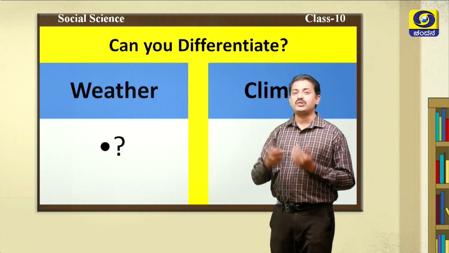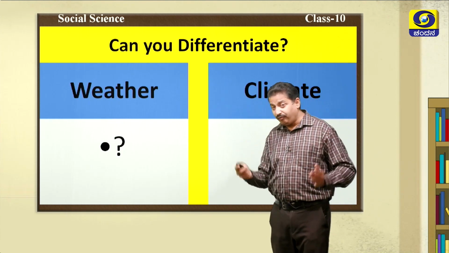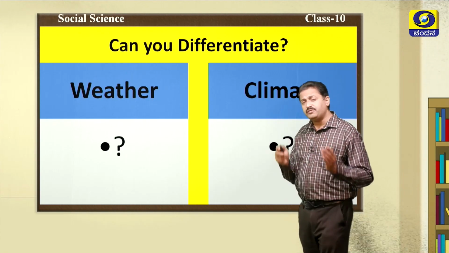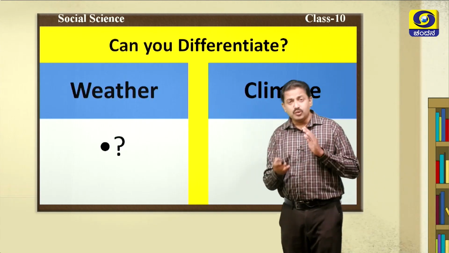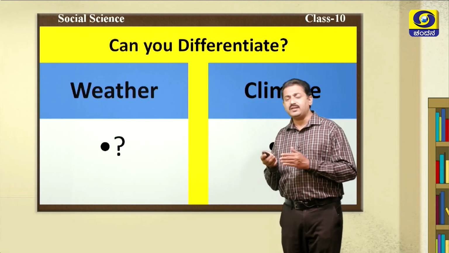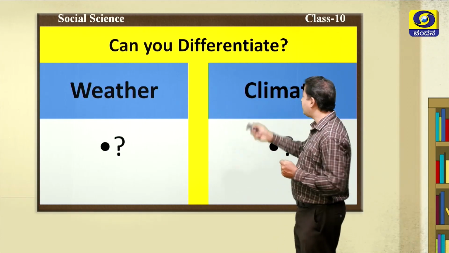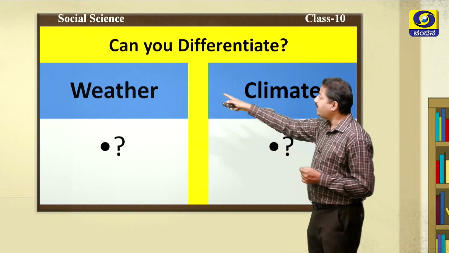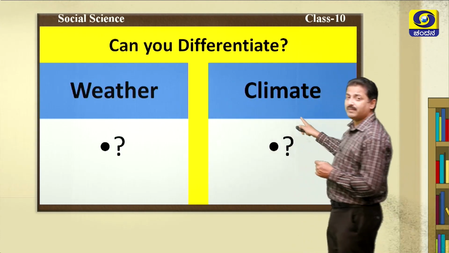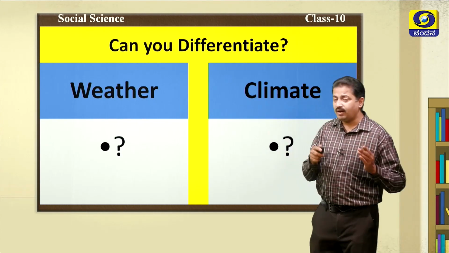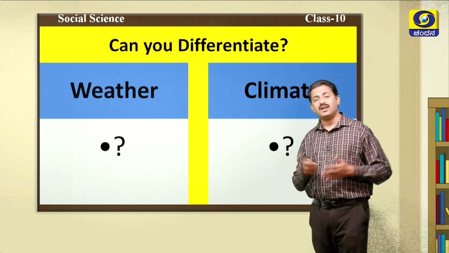Now, one more question for you. Can you differentiate weather and climate? Most of the people use weather and climate in a similar manner, but that is wrong. Weather is different, climate is different. What is weather and what is climate? Can you differentiate these two? Just think of what is weather, what is climate.